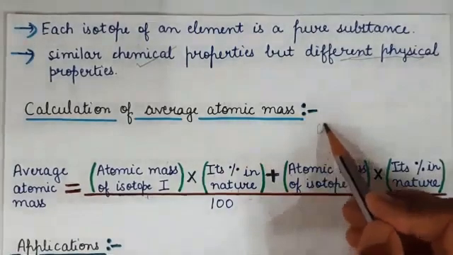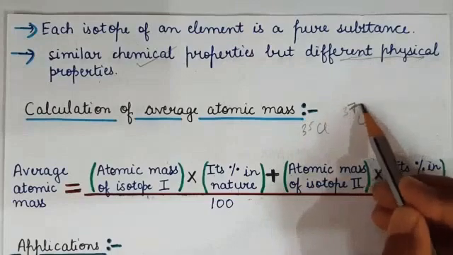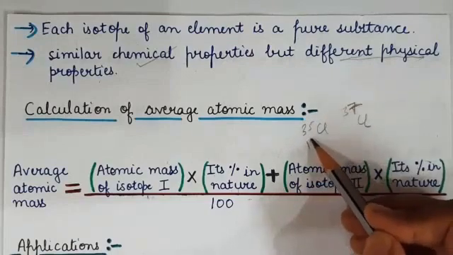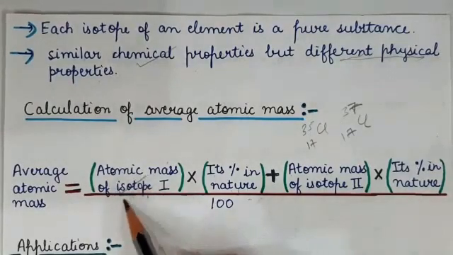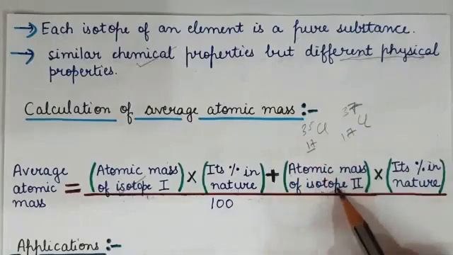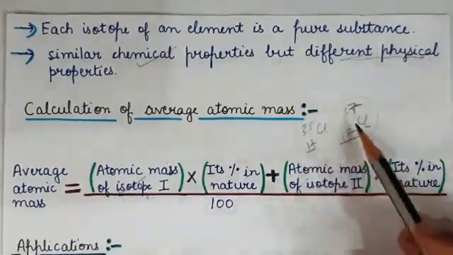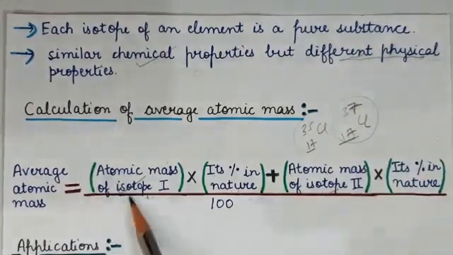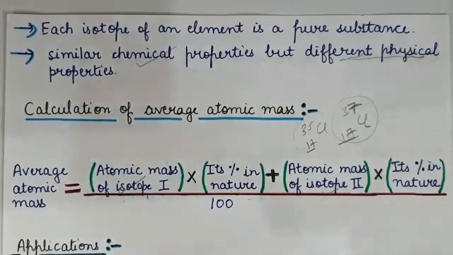Okay, suppose I take chlorine. What is the atomic number? 17. So, isotope 1 atomic number is 17. Isotope 2 atomic number is 17. And the percentage of these two, it will be given in the question. So, you can substitute the values and calculate the average atomic mass. Clear, students?